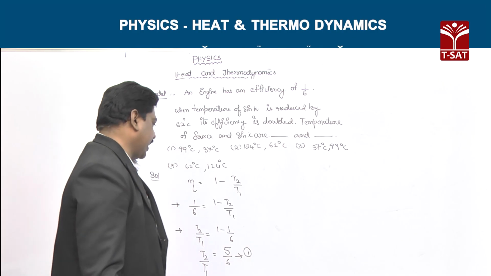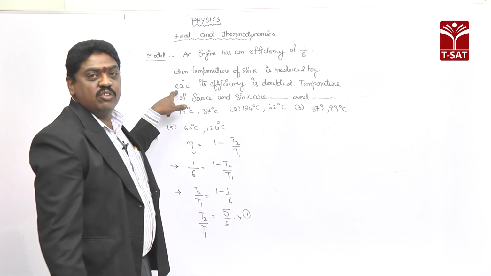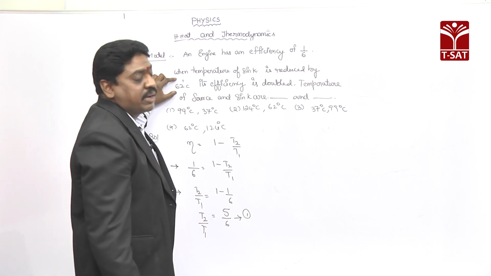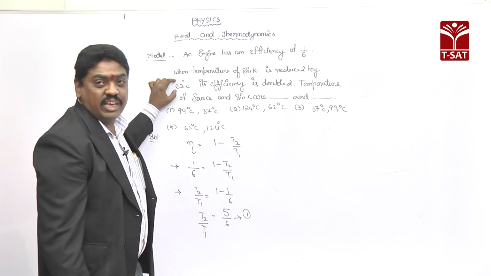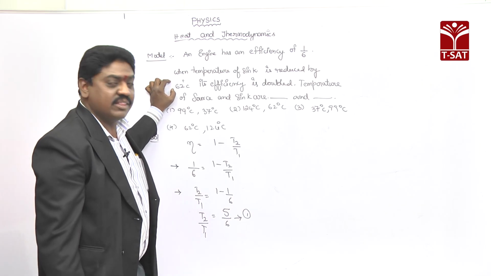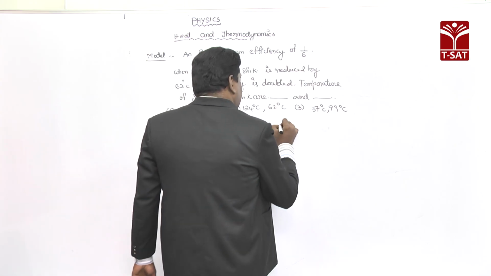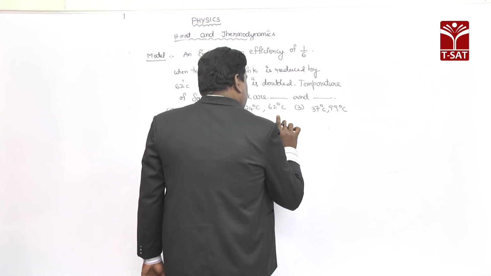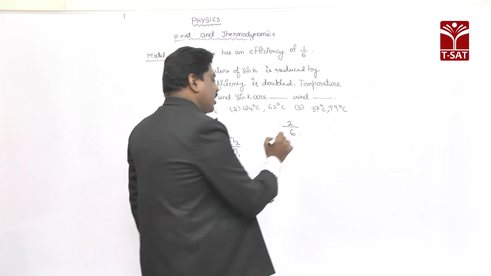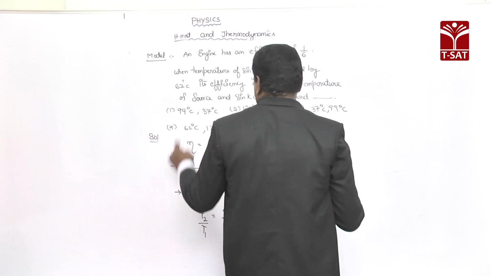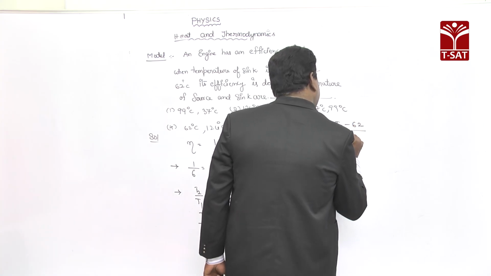Now, next. It says the temperature of the sink is reduced by 62 degrees Celsius. Remember, a change in Celsius is the same as a change in the Kelvin scale. Therefore, the same number applies even for the change in Kelvin scale. So we can write 2 by 6, because the efficiency gets doubled, equals 1 minus T2 minus 62 by T1.